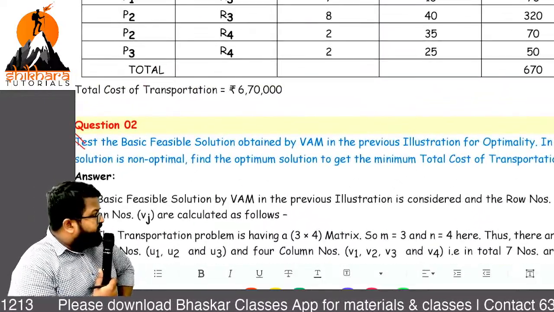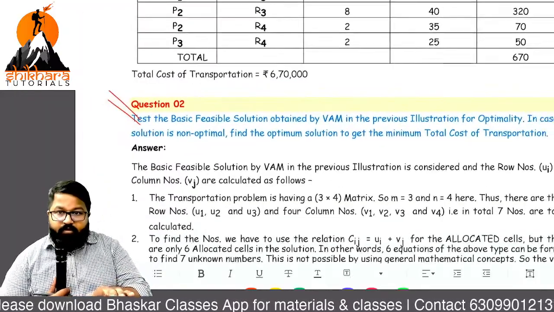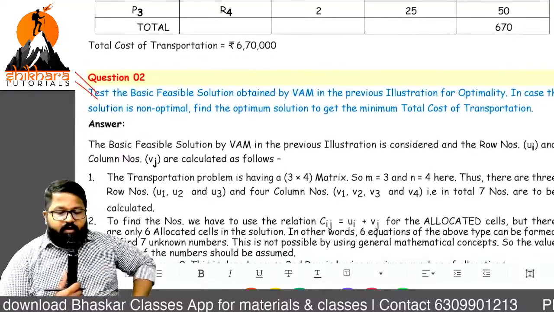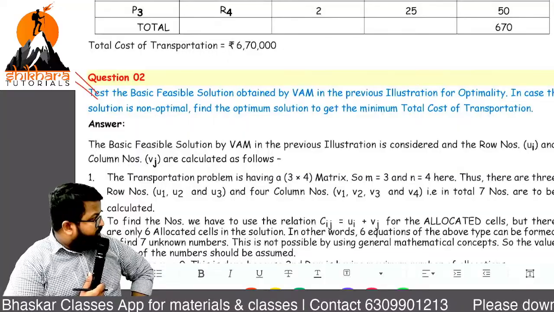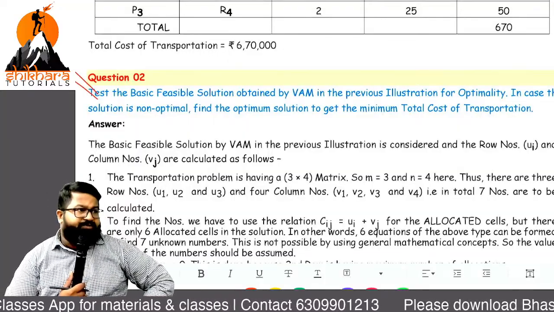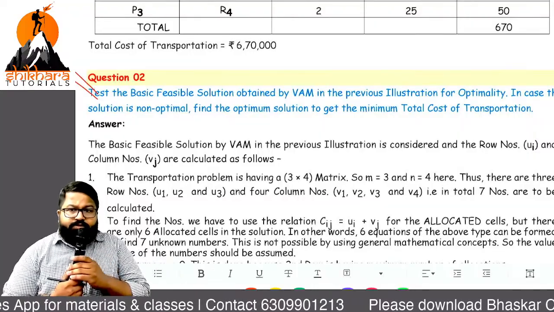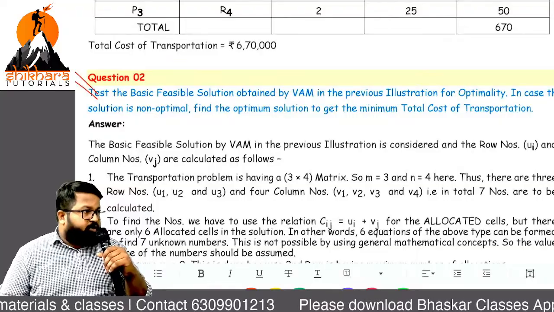What is the second question heading, ma? Test the basic feasible solution by VAM in the previous illustration for optimality. In case the solution is non-optimal, find the optimal solution to get the minimum total cost of transportation. So we have to test whether it is optimal or not. If not, we have to go with the optimal solution.